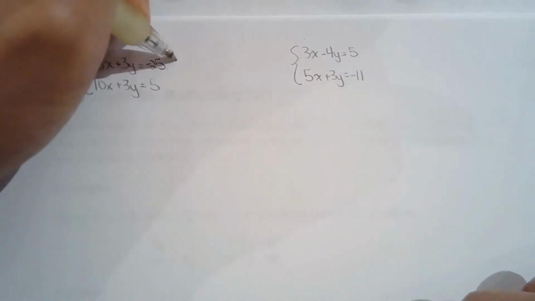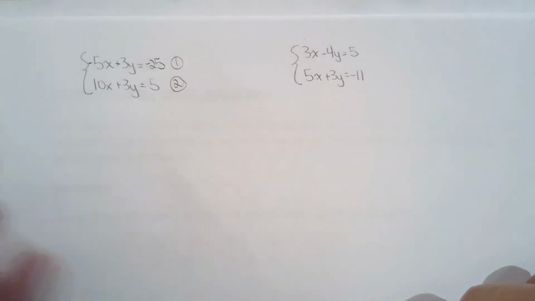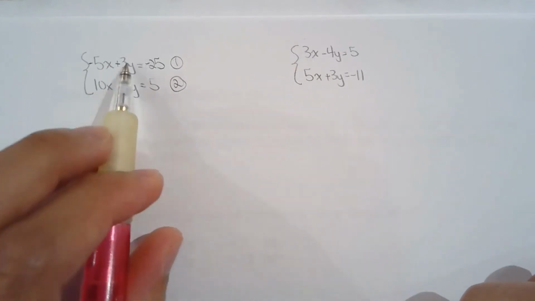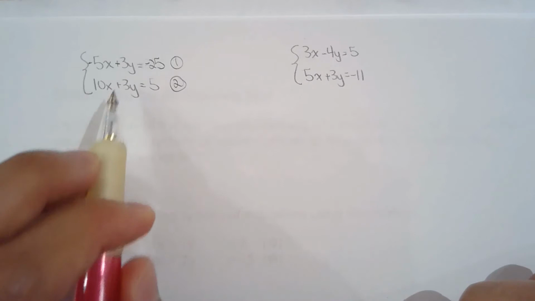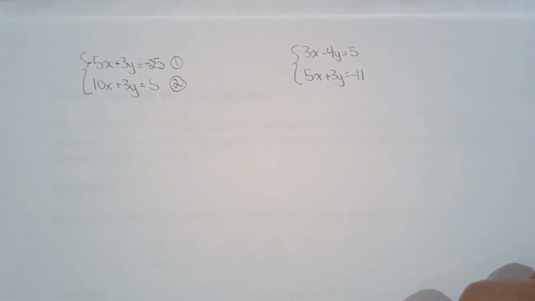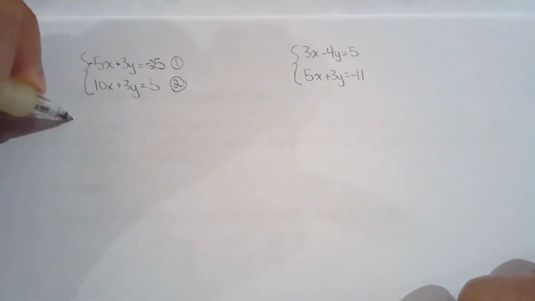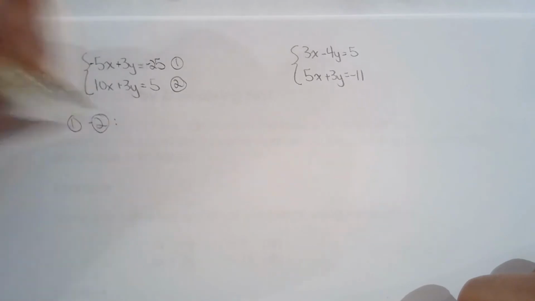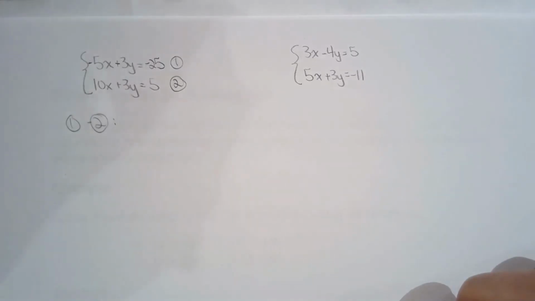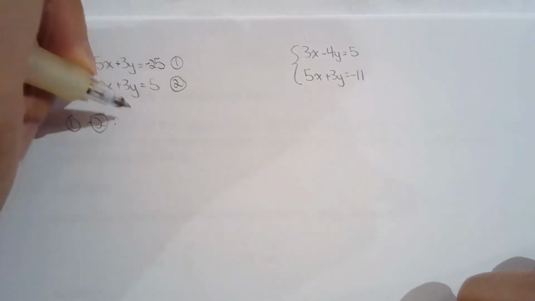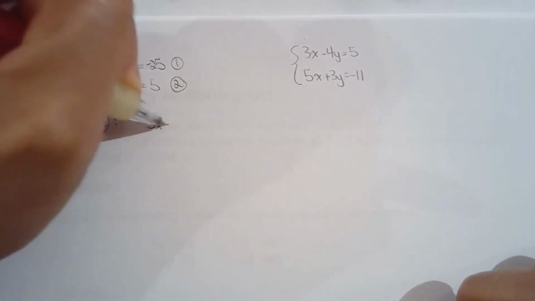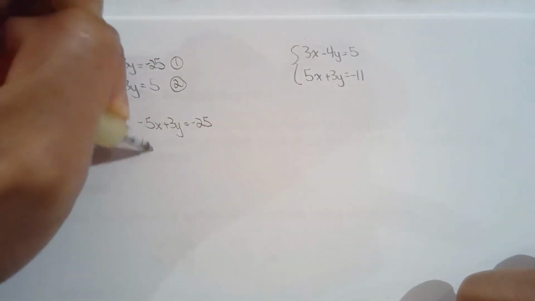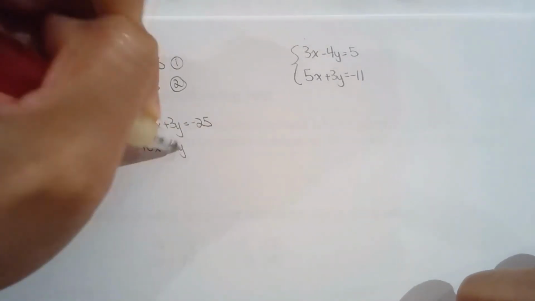Okay, so I'm going to call this equation 1. I'm going to call this equation 2. Because the coefficients for the y term are both 3, I'm going to subtract equation 1 from equation 2 to eliminate y, right? Because 3y minus 3y would be 0. And you'll see why I wanted to do that. So negative 5x plus 3y equals negative 25. 10x plus 3y equals 5.